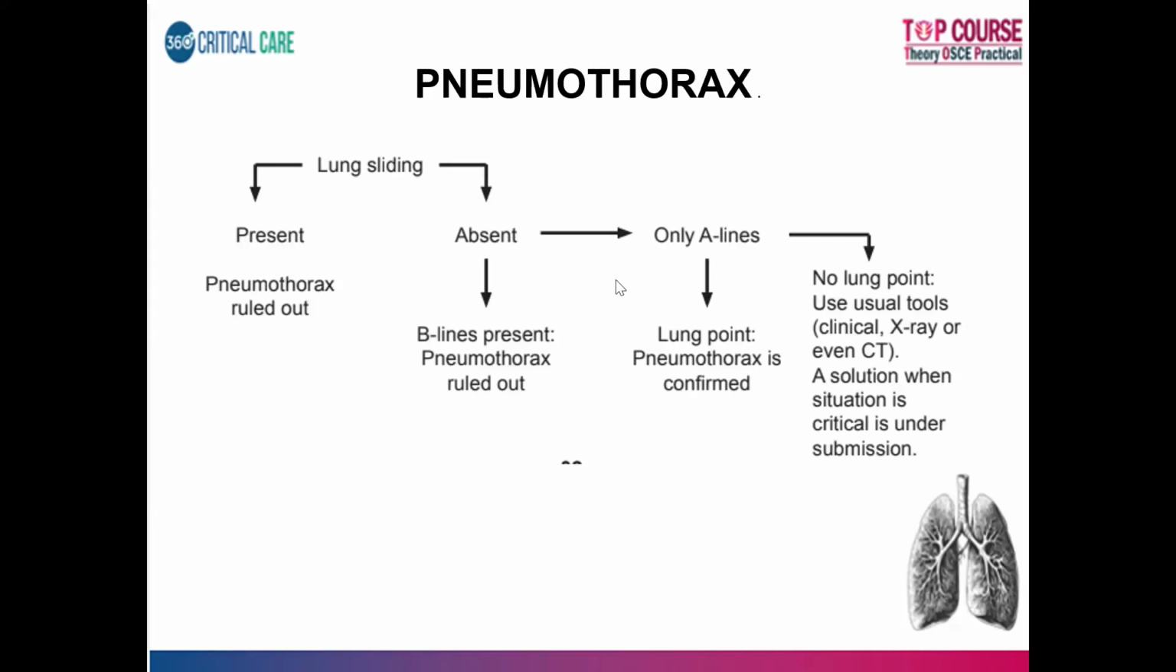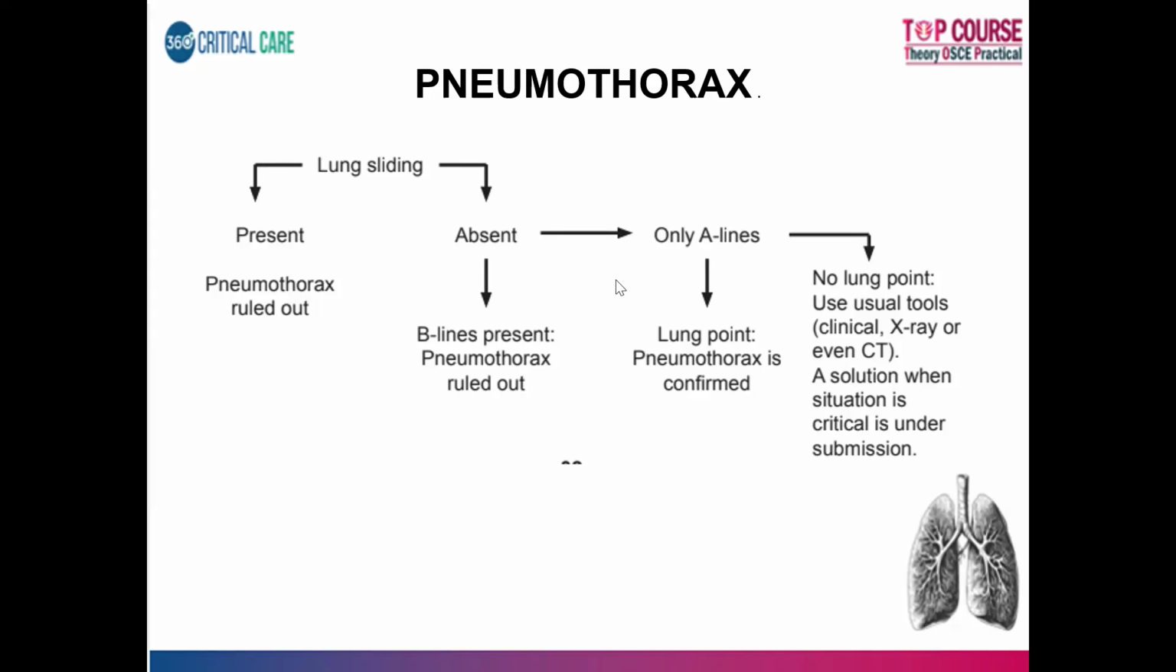So whenever we have a lung ultrasound, you have lung sliding, which is usually present. If you're seeing lung sliding, you have A patterns, and nothing like pulmonary edema features, like no multiple B lines, then it is a normal lung ultrasound. But if the lung sliding is absent and B lines are present, then you can rule out a pneumothorax. But if you see lung sliding which is absent and only A lines are present, then you have to further evaluate for the probability of a pneumothorax.